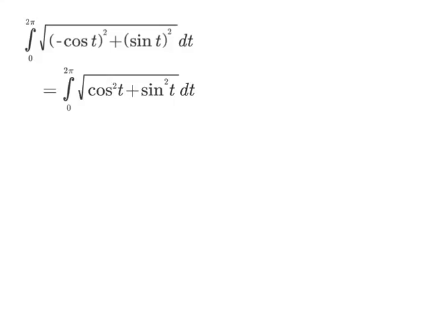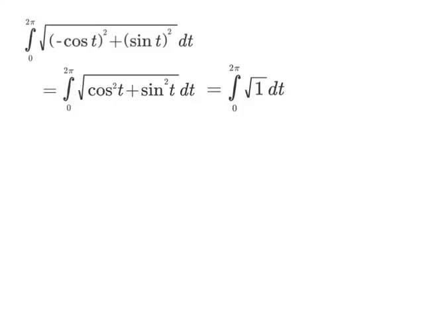Okay, so the integral that I had was the integral from 0 to 2 pi of the square root of (dx/dt) quantity squared plus (dy/dt) quantity squared dt. If I simplify this a little bit, I get the integral from 0 to 2 pi of the square root of cosine squared plus sine squared dt. Now I said that you guys needed to use a trig identity, and hopefully you recognize that cosine squared plus sine squared is equal to 1. So this is really the integral from 0 to 2 pi of square root of 1 dt, and square root of 1 is just 1.